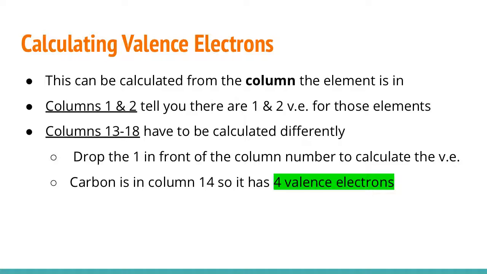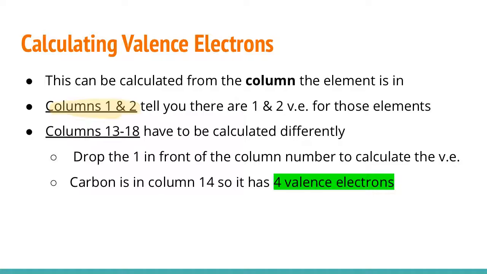What we're going to do is look at the column the element is in, from the periodic table. For columns 1 and 2, this is super, super simple. If we know it's in column 1, it has 1 valence electron. If it's in column 2, it's going to have 2 valence electrons. But the rest of the periodic table is a little bit funky.